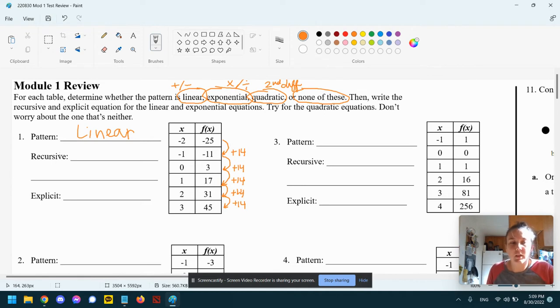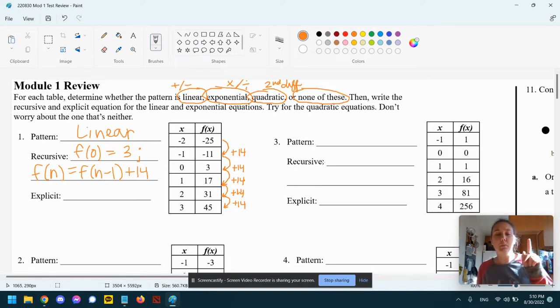There are certain patterns for writing the recursive equation and the explicit equation for linear functions. The recursive pattern is you tell me what f of 0 was, you put a semicolon, then you write that f of n is equal to f of n minus 1 plus 14 every time. So the two parts of this are, number one, you told me the y-intercept, where x is 0, and number two, you told me how to get from one to the next one, right? The pattern is that it will always say this, and then this is what you're adding or subtracting each time.